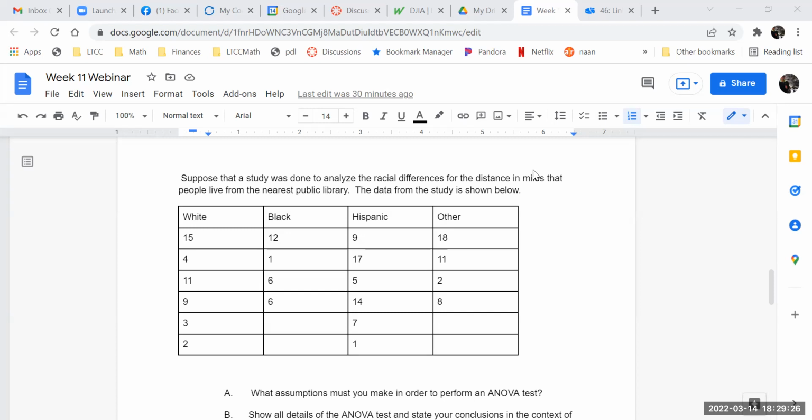You survey people and you ask them what their race is and how far they live from the nearest public library. That could happen. So here are the numbers I put in categories. We have white, Black, Hispanic, and others. And here are the numbers I've got. You'll notice that we surveyed 6 white people, 4 Black people, 6 Hispanics, and 4 others. By the way, is it a problem that we didn't survey the same number of people?